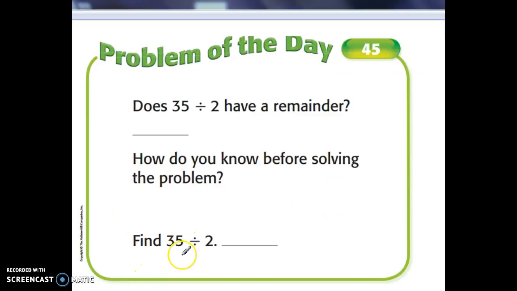Alright, moving on. Problem of the day, 45. Does 35 divided by 2 have a remainder? Yes or no? Think for a second. And yes, it does have a remainder. You might ask why. Why would you think that? Well, 35 is odd, and 2, which you're dividing by, is even. So we know that an even number going into an odd number will definitely have a remainder.